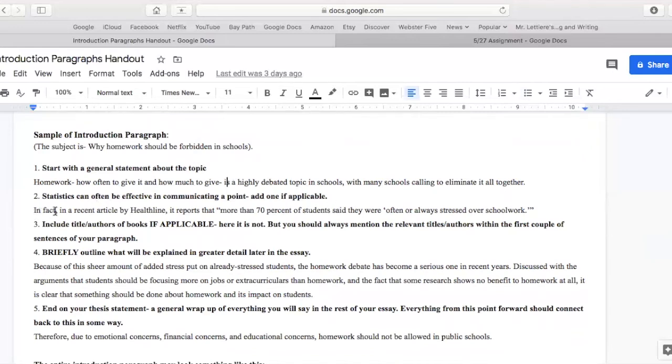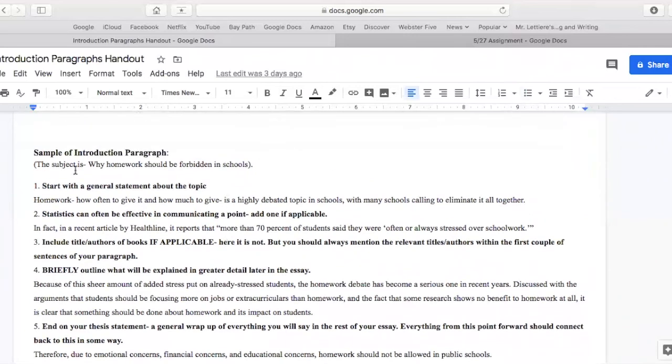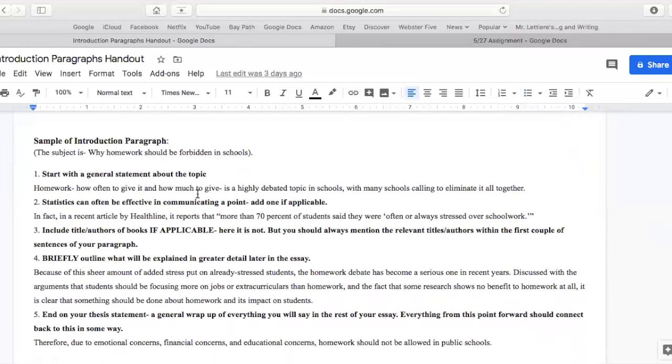However, let's look at this. In fact, in a recent article by Healthline, it reports that more than 70% of students said that they were often or always stressed over schoolwork. So that would be the second sentence. Include the titles and authors of the book if applicable here. Here it is not. So for sample purposes, here it's not.